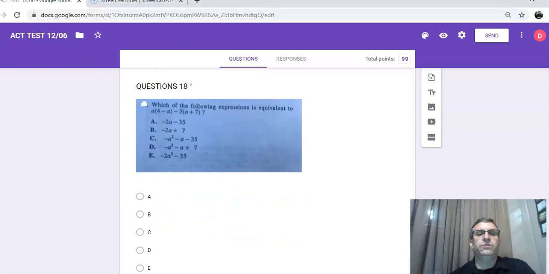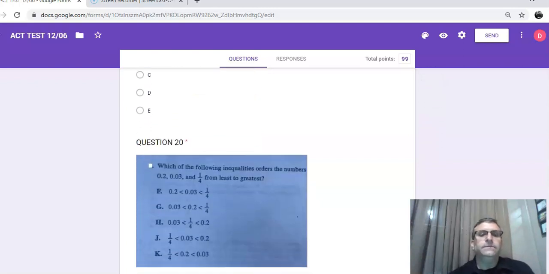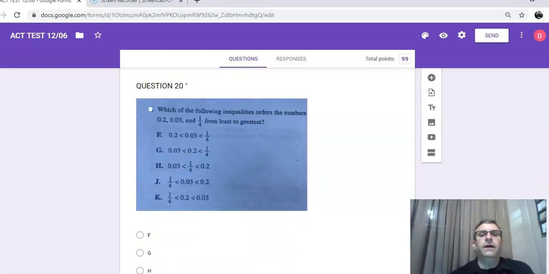All right, distribution problem. This one, when we went over it in class, I did it wrong, so I'm just going to give you the answer. It's C. Okay, so there's 2 that I've given you. All right, put these in order. Okay, 0.2, 0.03, and 1/4.